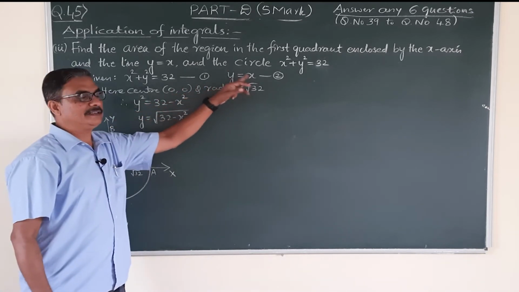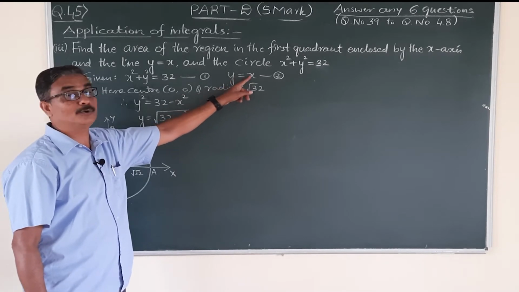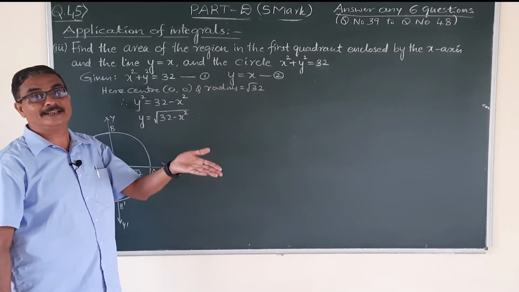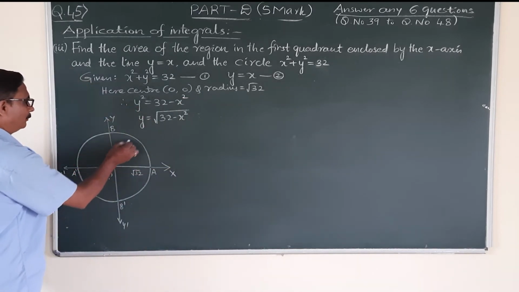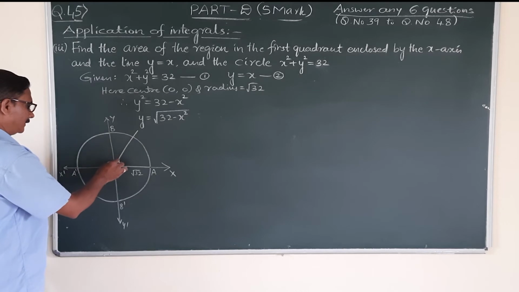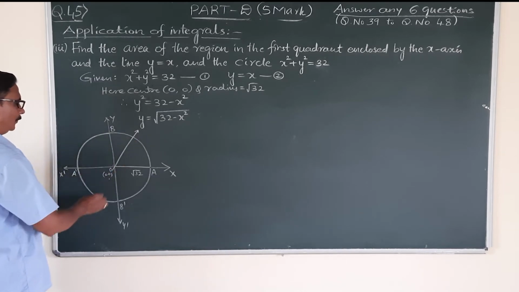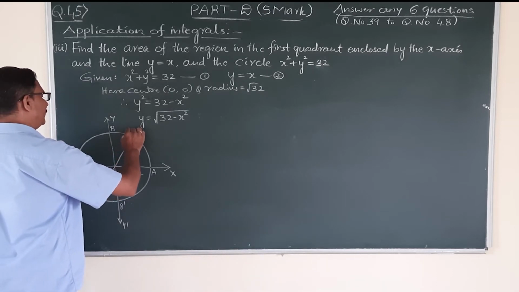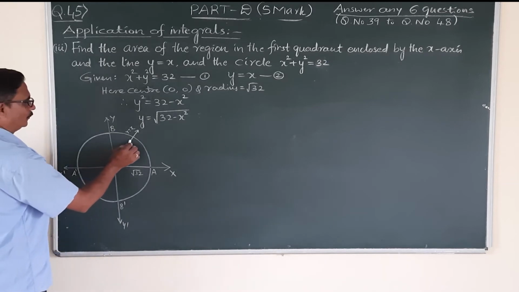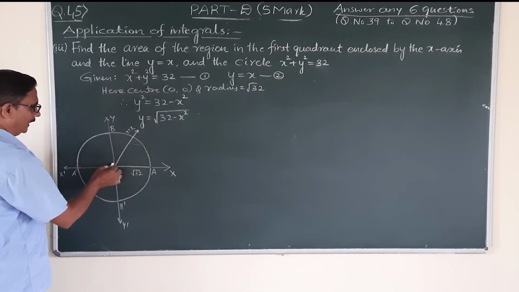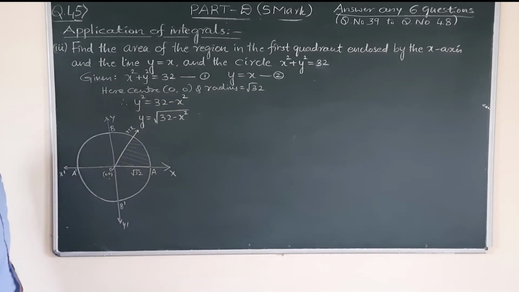And the line y is equal to x. Clearly y is equal to x. It is in the form y is equal to mx. It represents a straight line passing through the origin. So its equation of line is y is equal to x. Now the question is to find the area of the line and the circle.